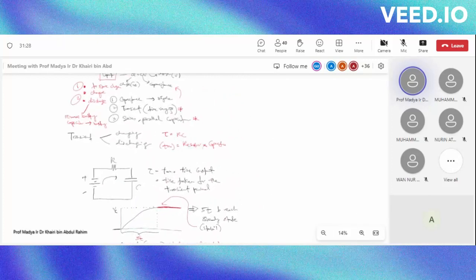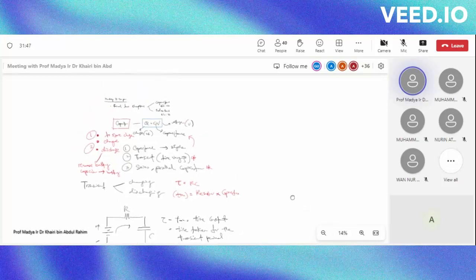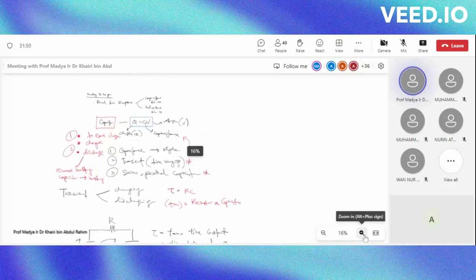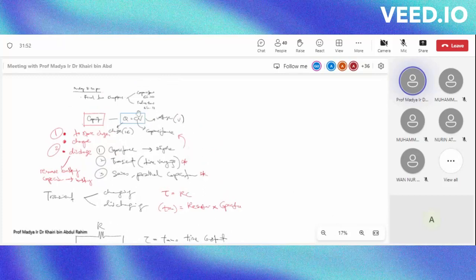So the construction is basically two plates, with positive and negative in between, and you're using this standard formula for you to get the capacitance value, the voltage value, and the charge in coulomb. Okay.